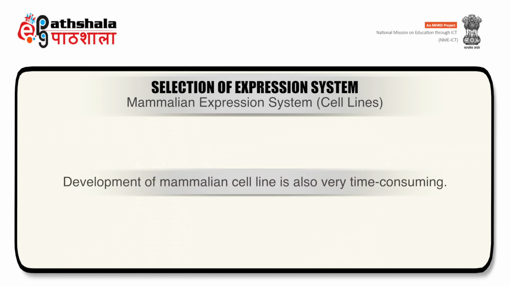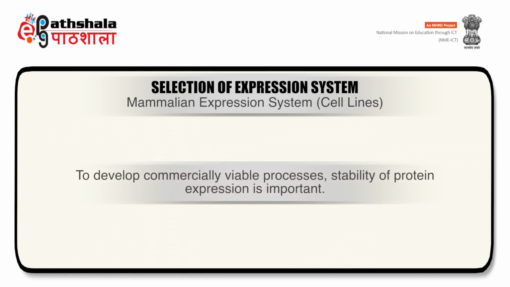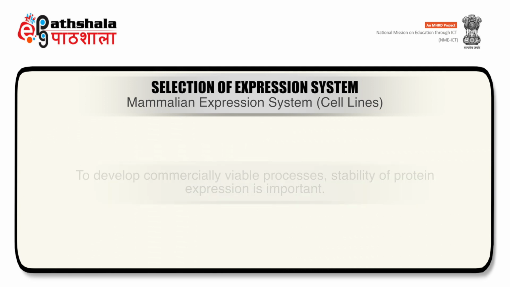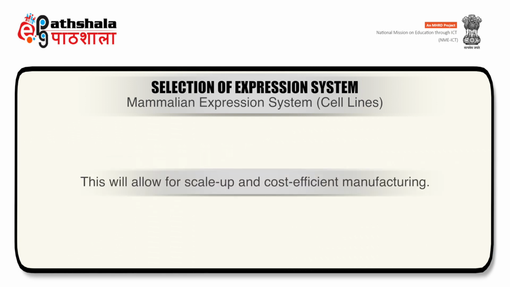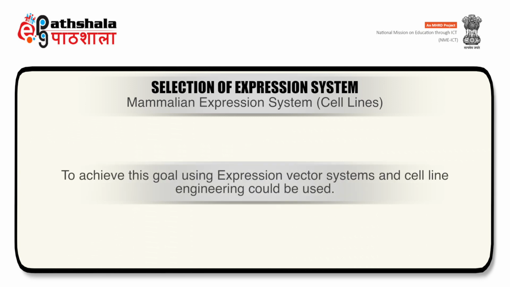Moreover, development of mammalian cell lines is also very time-consuming, and to develop commercially viable processes, stability of protein expression is very important. So, it is critical to develop cell lines that can secrete the protein of interest with high specific productivity and at high levels with an unlimited number of cell generations. This will allow for scale-up and cost-efficient manufacturing. To achieve this goal, expression vector systems and cell line engineering could be used.